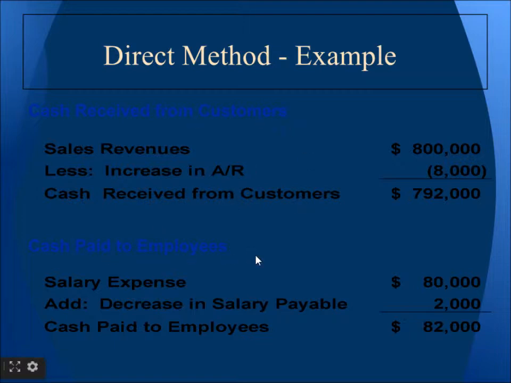Cash paid to employees. Since there is a decrease in salary payable, we have to add it. How much is the decrease in salary payable? There is a 2,000 decrease in salary payable. Salary expense is given as 80,000, and the decrease in salary payable is 2,000, so we have to add them, and cash paid to the employees is 82,000. Why do we have to add the decrease in salary payable? Because this decrease is because we have already paid in cash. The amount we have paid in cash is 2,000. Since there is a cash transaction, we have to add it to the expense. So 80,000 plus 2,000 is 82,000.